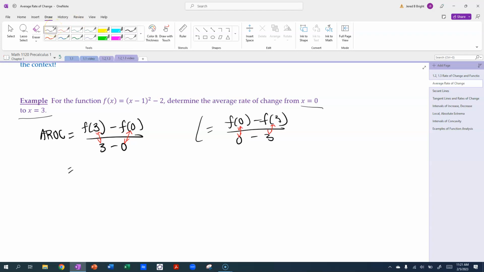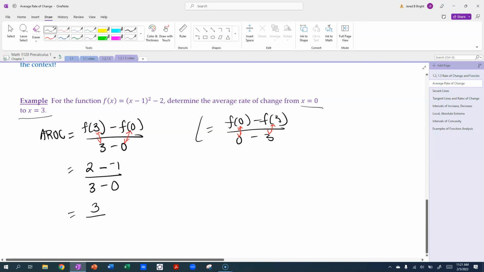Now I'm just going to do some calculation here. F of 3, when I put that in, I'd have 3 minus 1 squared, which is 2 squared, which is 4. 4 minus 2 is 2, minus f of 0. Negative 1 squared is 1, minus 2 is minus 1, over 3 minus 0. In the numerator I get 3, in the denominator I get 3, so this is equal to 1.